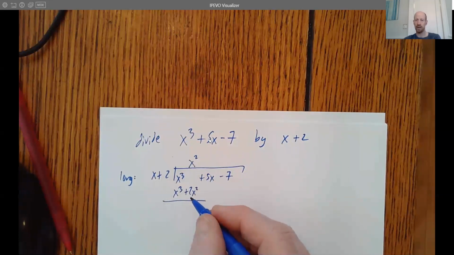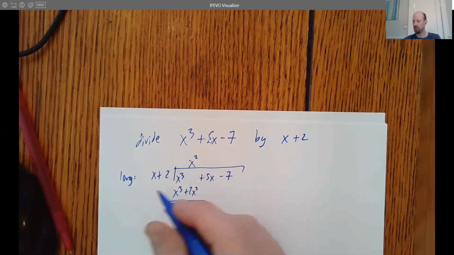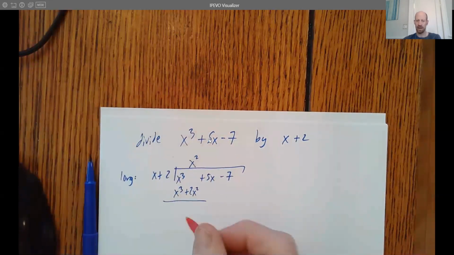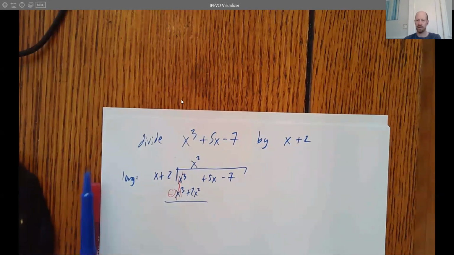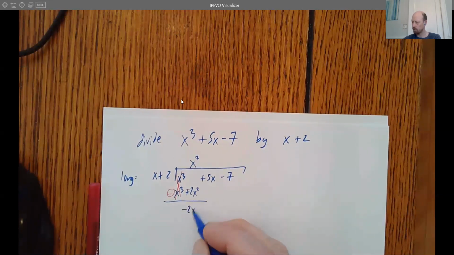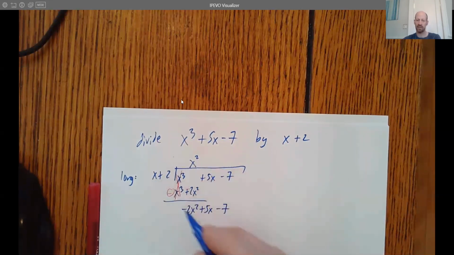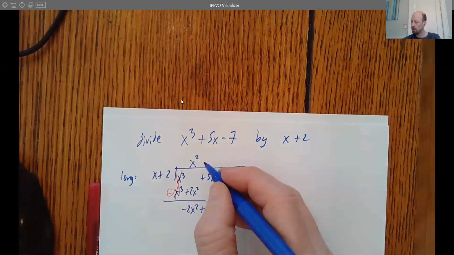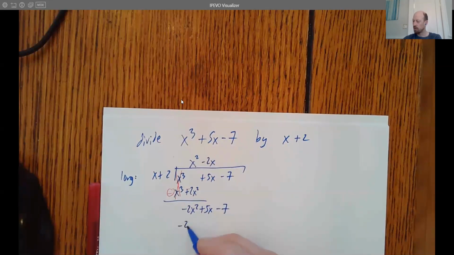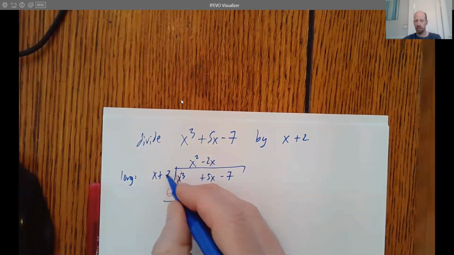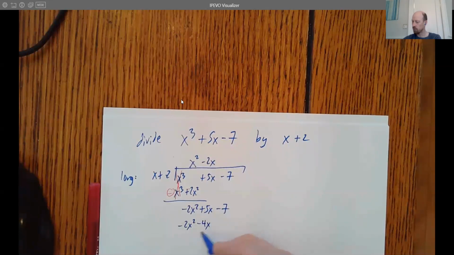X squared times 2 is 2x squared, which just is what it is. I don't want it, but it's there, so it comes along for the ride. Then I subtract both of these, and those should always cancel, which makes my problem smaller. Now I repeat the process. What times x gives me minus 2x squared? Well, I need a minus 2x. That gives me minus 2x squared. It also gives me a minus 4x.